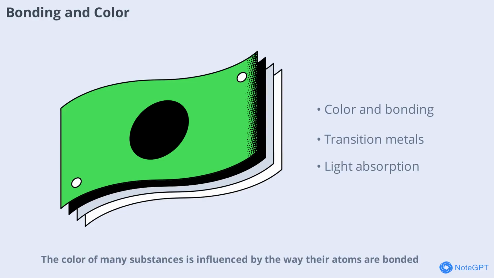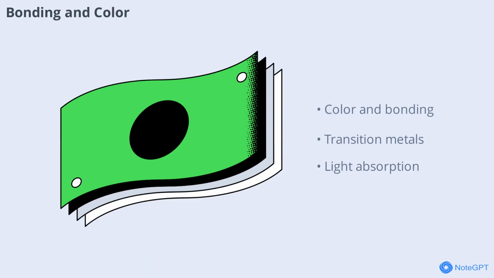The color of many substances is influenced by the way their atoms are bonded. Transition metals, for example, can form colorful compounds due to the movement of electrons between energy levels. The type of bond and the arrangement of atoms affect how a substance absorbs and reflects light. This principle is used in dyes, pigments, and even in understanding the colors of gemstones.